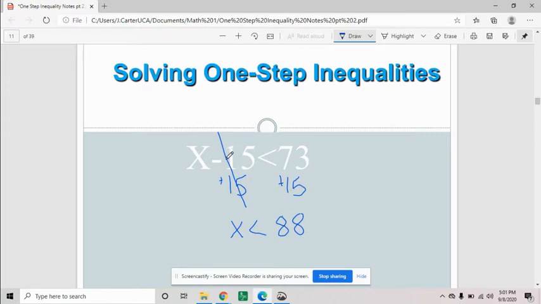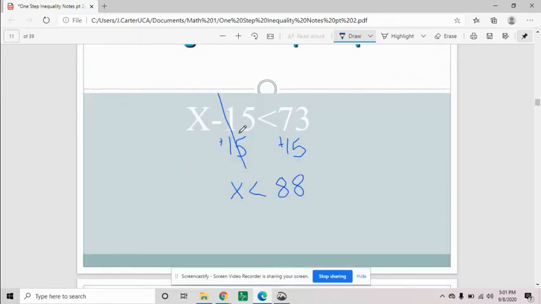Right? And so all you had to do is move this negative 15 over. If the number minus 15 is greater than 73, then the number itself is less than 88. Because we took this and moved it over.